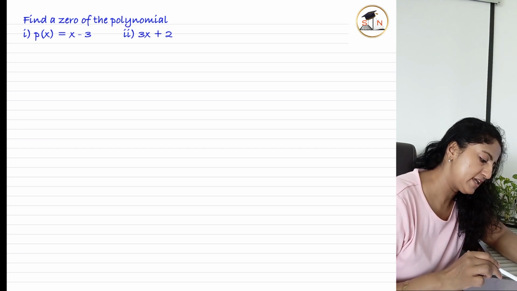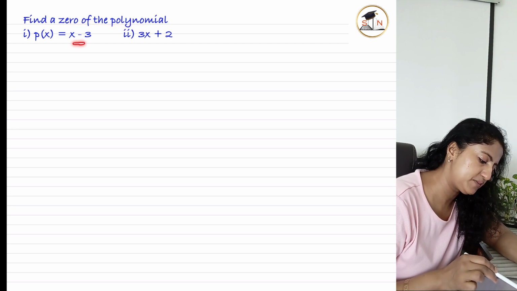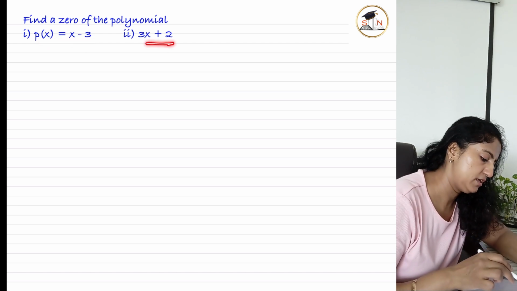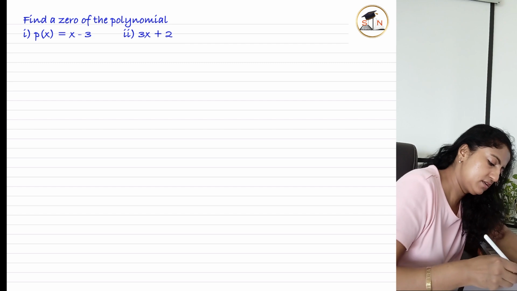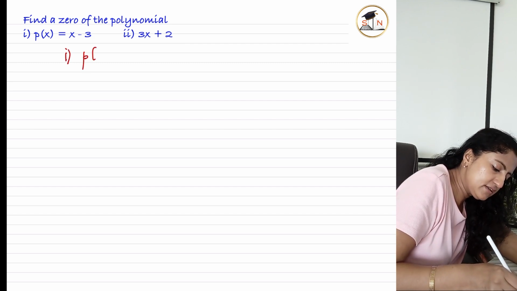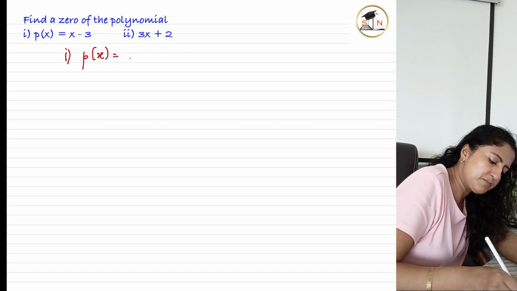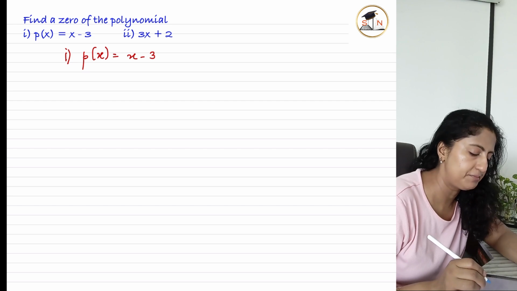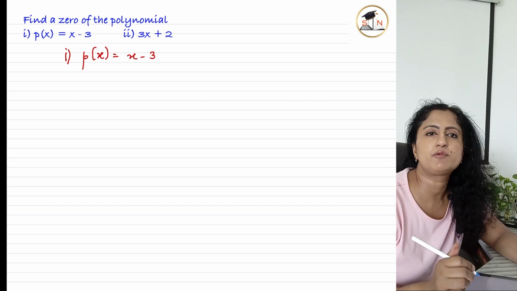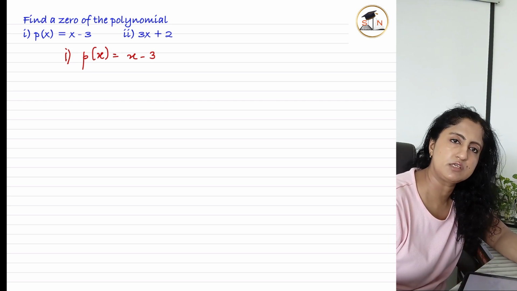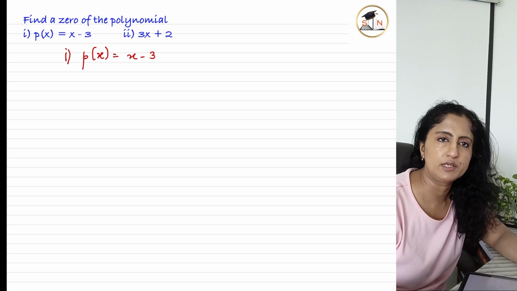The question says, find the zero of the polynomial p(x) equals x minus 3. And then there is another part, 3x plus 2. Okay. So let's start with the first one. We have p(x) equals x minus 3. We need to find a zero. We are not given any value to check, but we need to find it. And when we are supposed to find the zero, we will just equate the polynomial to 0 and solve it as a linear equation.